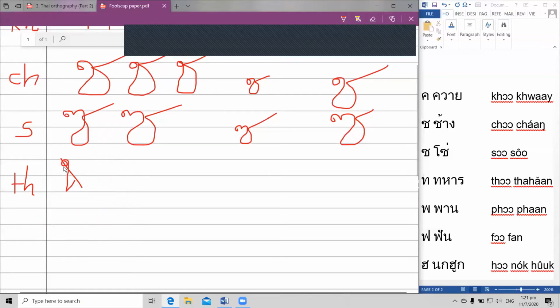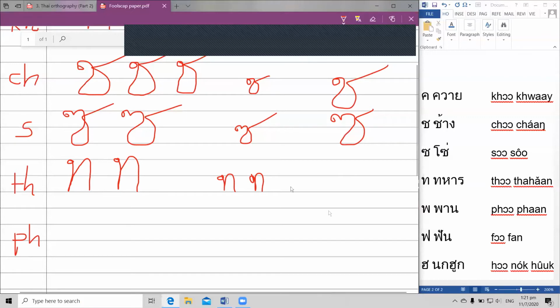Let's redraw this. Start from the circle, go down, go to midway, then curve like that, and then go vertically down. This is ทอทหาร. If it's small, it looks like this. Next we have พอพาน.